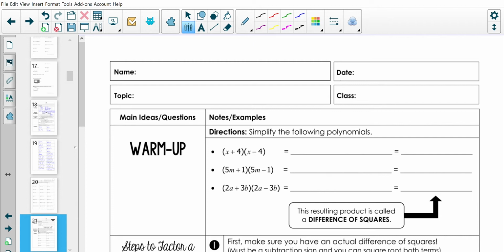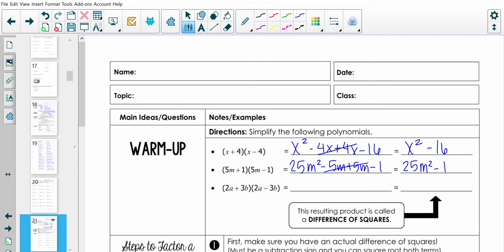All right, so once you did the box method, if you wrote out all four squares, it would look like x squared minus 4x plus 4x minus 16, okay? And you know that those two cancel out, so your final answer is x squared minus 16. Same thing should have happened on this one. You would have 25m squared minus 5m plus 5m minus 1. But again, the middle ones would cancel out, and you would end up with 25m squared minus 1.